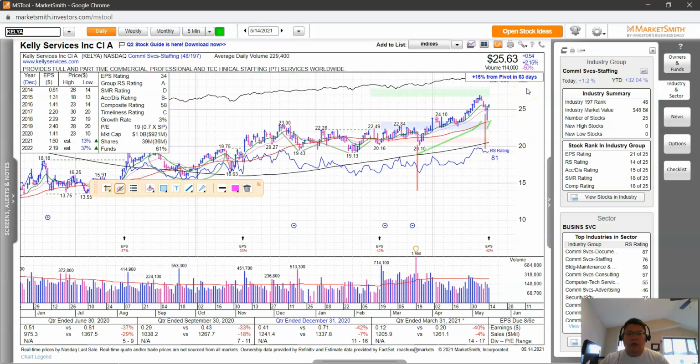So let's see how the market acts in this coming week. But like I said, a lot of stocks are rebounding, and they're setting up for a potential rally again. So something to watch out for.